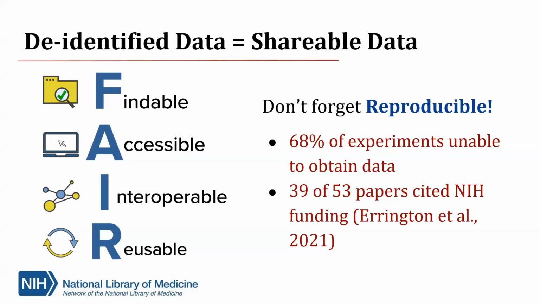So while the NLM Scrubber is not perfect, it is an openly available and free tool that can be used to de-identify data to HIPAA privacy standards. In 2021, a study was looking to try to reproduce experiments from high-impact cancer biology papers. And in 68% of those, researchers were unable to obtain the data needed to reproduce them.